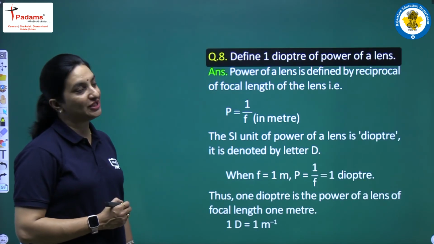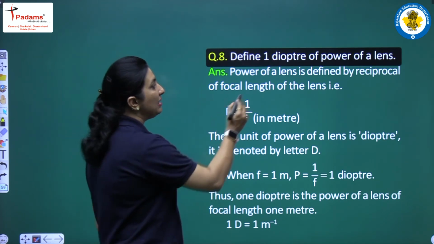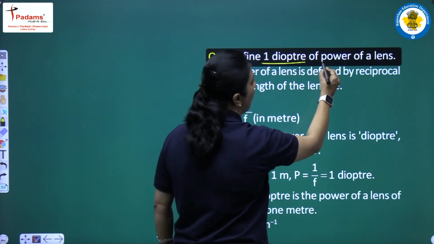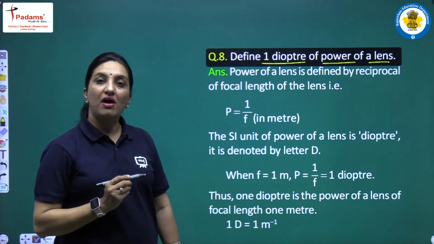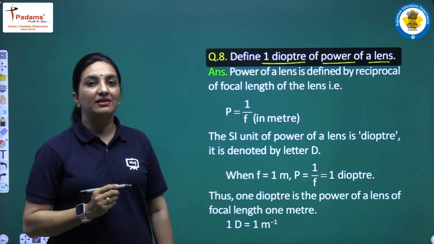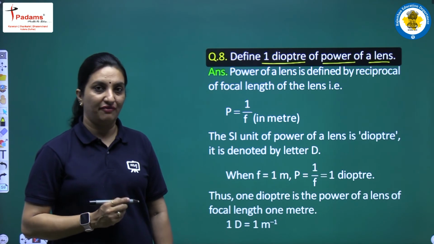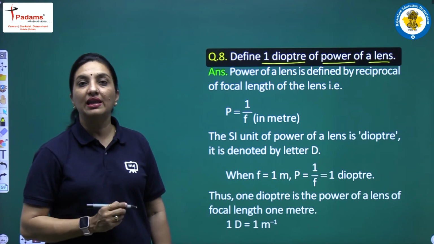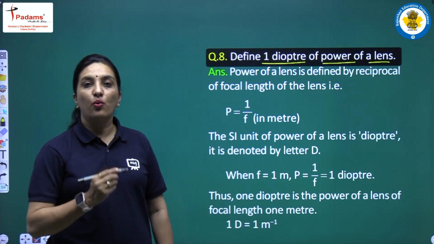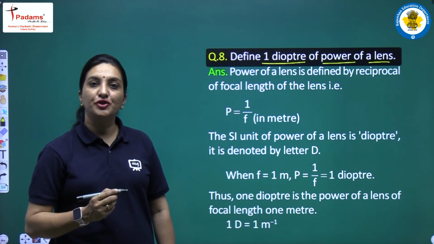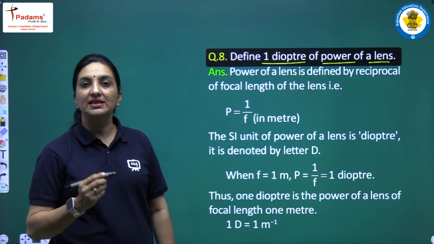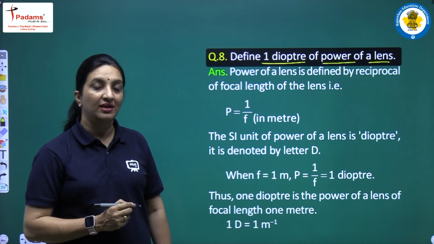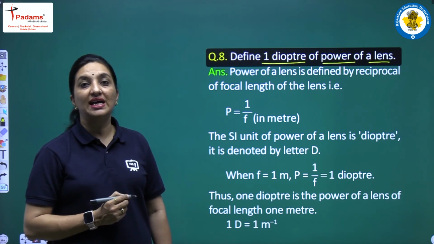Let us move to the next problem. Define one diopter of power of a lens. Now, students, power of a lens is given by the reciprocal of focal length, where focal length is always taken in meters. So, 1 upon meter gives you the unit for power, that is 1 upon meter is equal to diopter, that is the power of lens is taken as diopter.